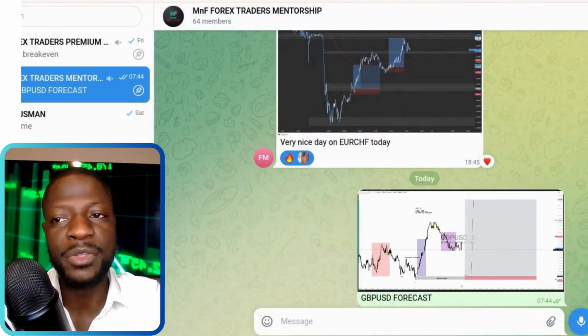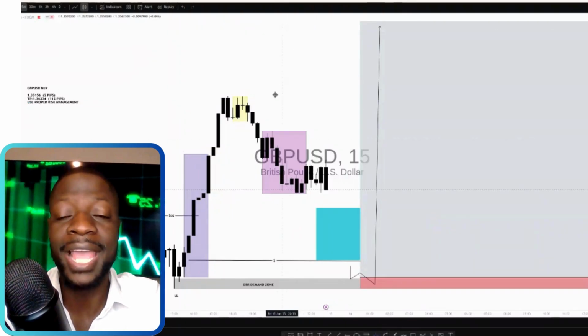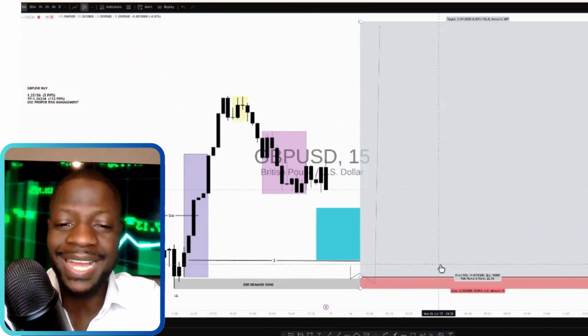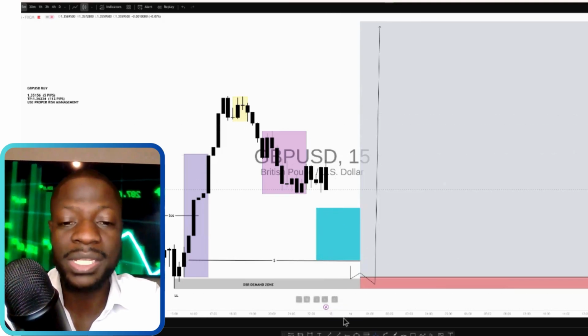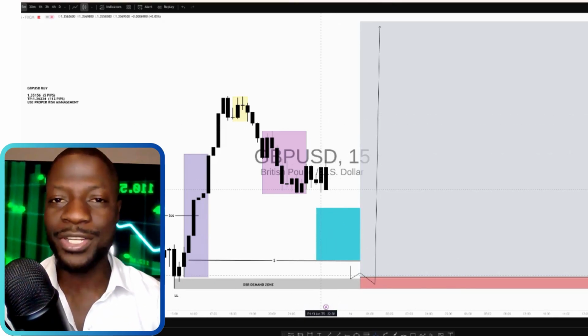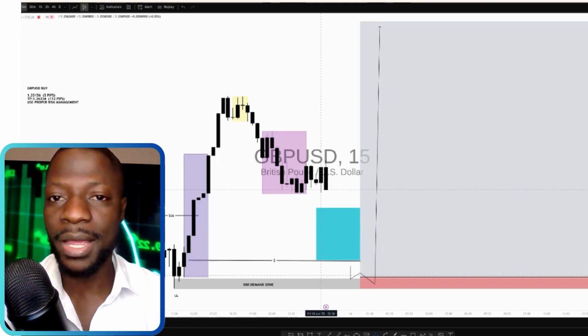And once the market comes to our zone, I'll be able to actually execute this particular trade. It looks really amazing. What I do is I set alerts. I don't set pending orders. So once the market comes here, I'll make a decision, a conscious decision whether to buy or not.